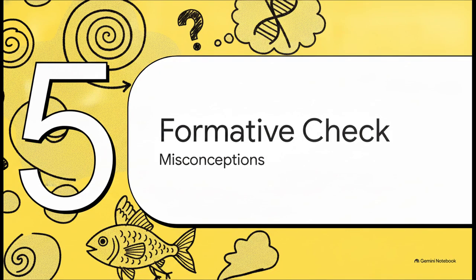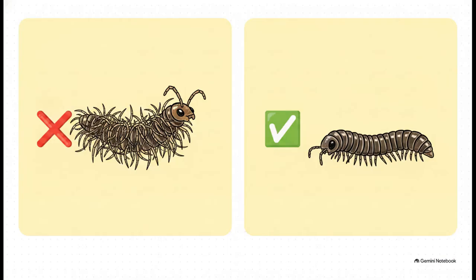Section 5. Misconceptions and formative check. Before we wrap things up, let's clear up a really common biological myth. When you hear the term Myriapoda, you might automatically think, oh, that means thousands of legs. Well, that's the myth. The fact is, despite the name implying thousands, even the absolute leggiest millipedes out there top out at around 750 legs. Actually, many species in this subphylum have far, far fewer legs than that.